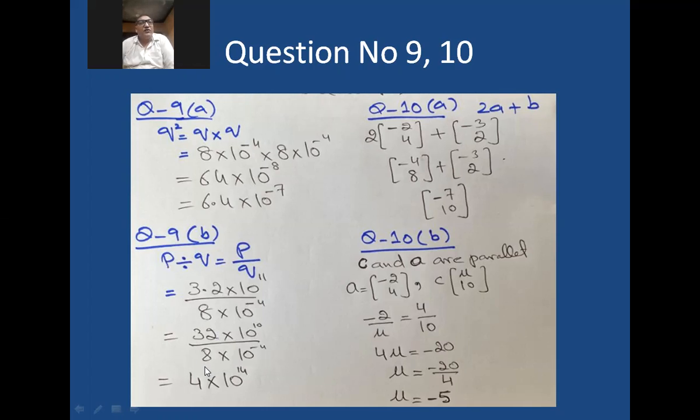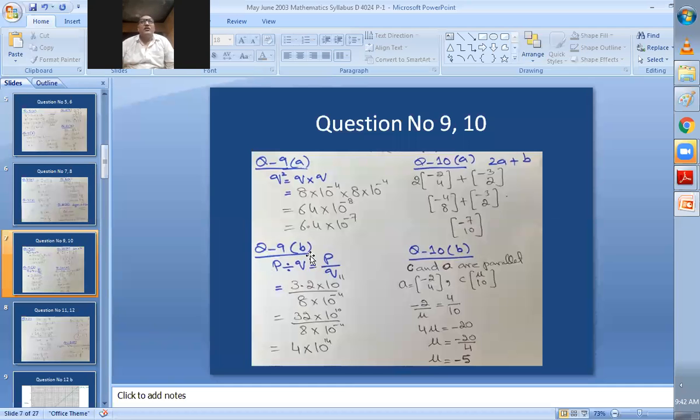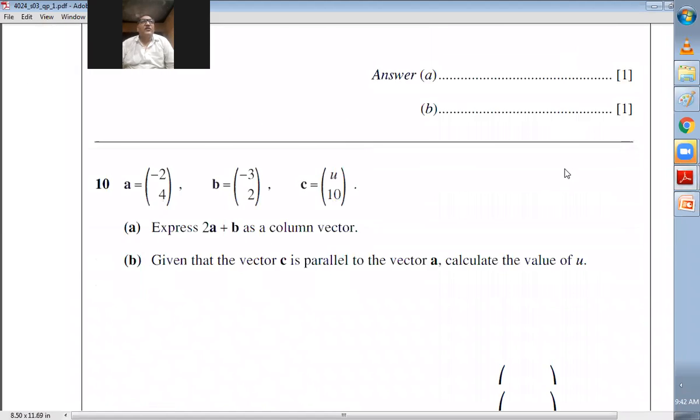8 and 32 will cancel, so that will be 4. And from 12 subtract minus 4, it will be 16. Sorry, from 10 subtract minus 4 it will be 14. So you will have 4 × 10 to the power 14. 4 × 10 to the power 14 is the right answer. Okay, so we are moving to the next question, that is question number 10.